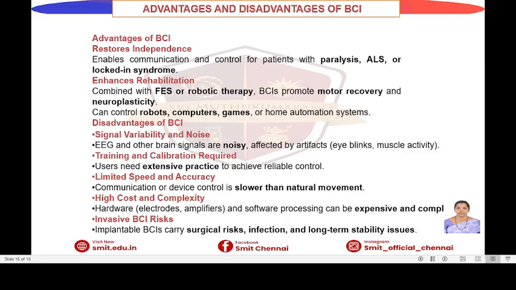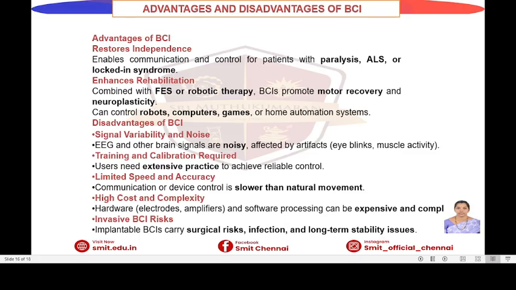So what are the main advantages and disadvantages of BCI? Here the main advantages are, it restores independence, that is it enables control and communication for patients such as paralytic attack patients, and also it enhances rehabilitation. When combined with BCI, functional electrical stimulators promote motor recovery and neuroplasticity, and BCI can also control robots, computers, games, and home automation systems.